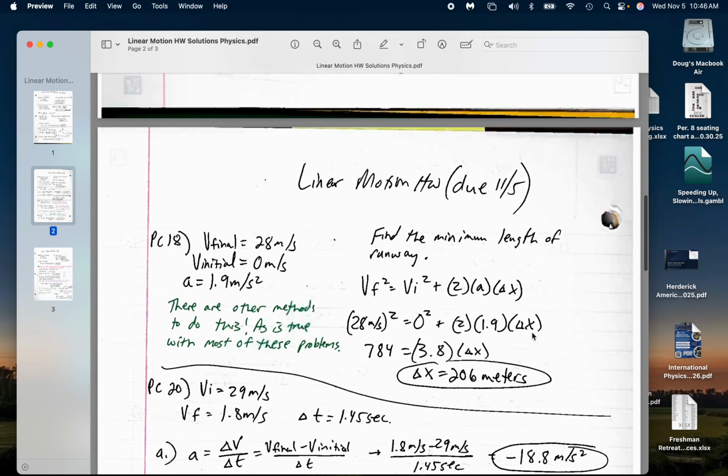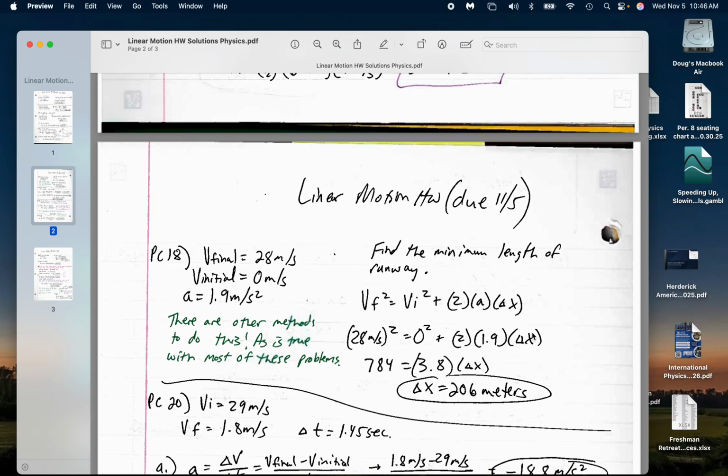For PC 18 here, this is asking about a small plane taking off at 28 meters per second and determining the minimum length of the runway if it accelerates at 1.9 meters per second squared. So in this particular case, I know the initial velocity is 0 because a plane starts from rest. I know the acceleration. This VF is actually a final velocity. It's the takeoff speed. So I want to find the minimum length of the runway.